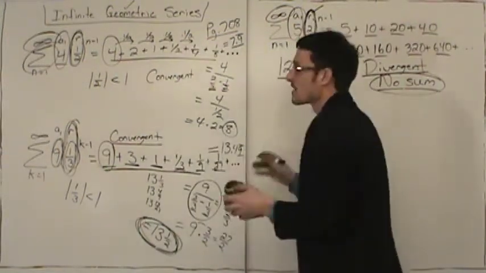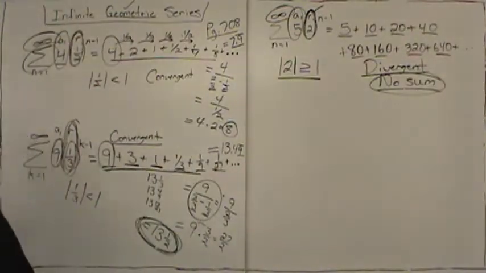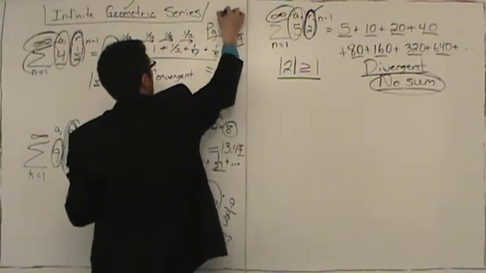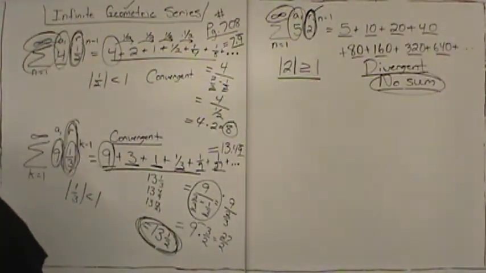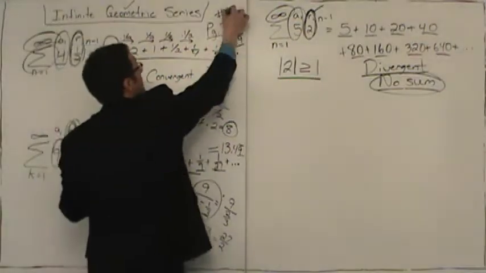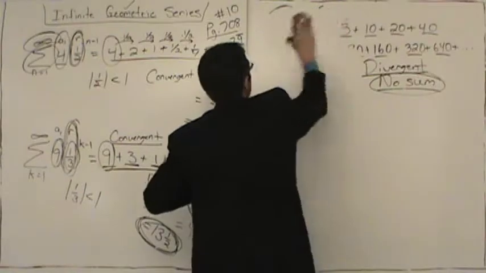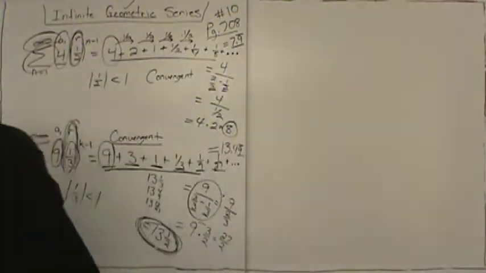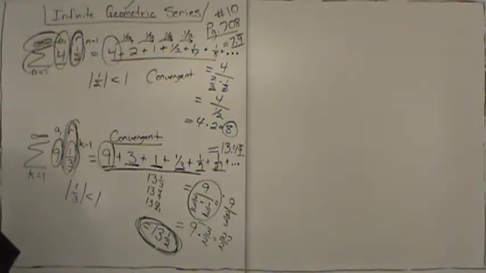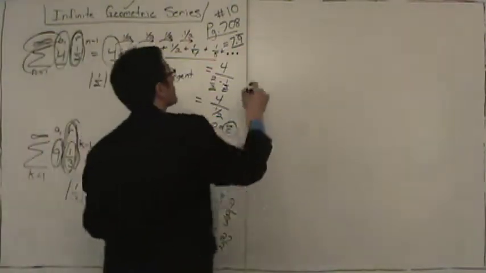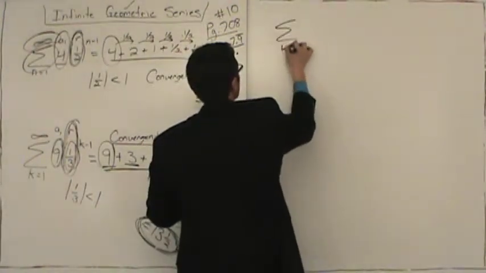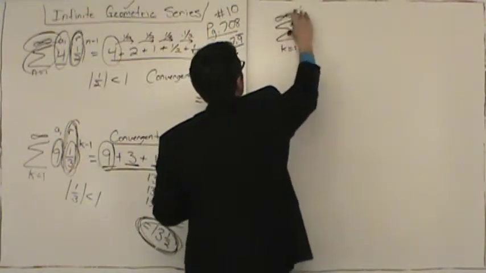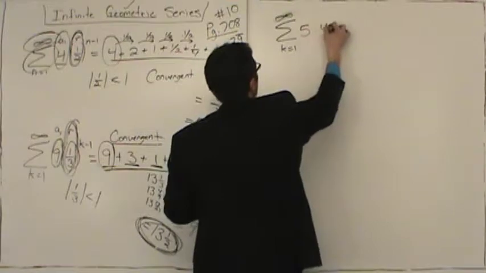Let's look at this. Problems in your book tonight. Look on page 708 real quick. We're going to solve 3 and we're done. Page 708 number 10 says what? Sigma k equals 1 to infinity of 5 times 4 to the k minus 1.